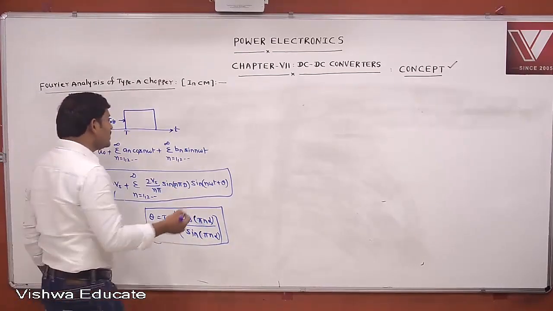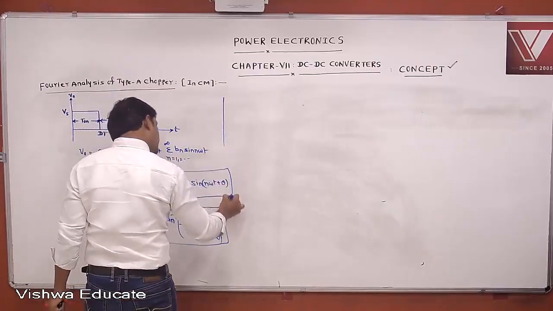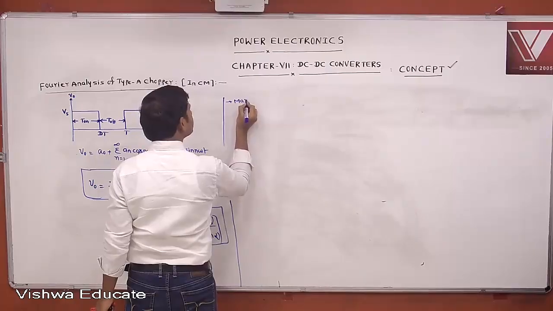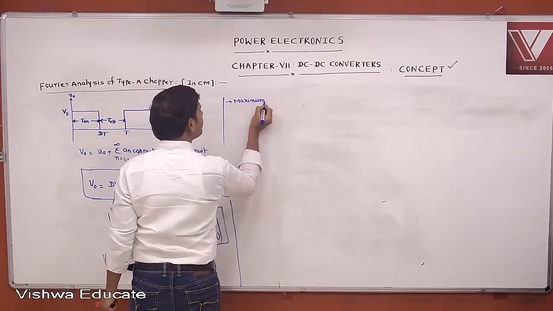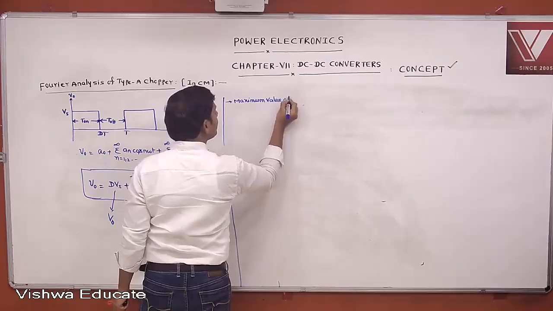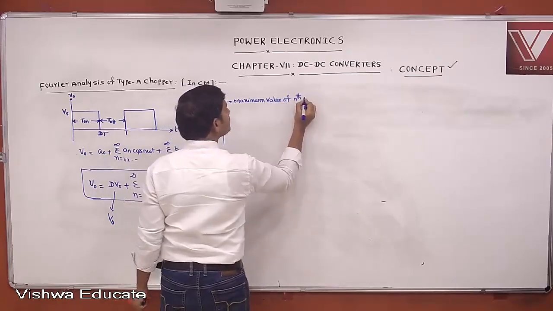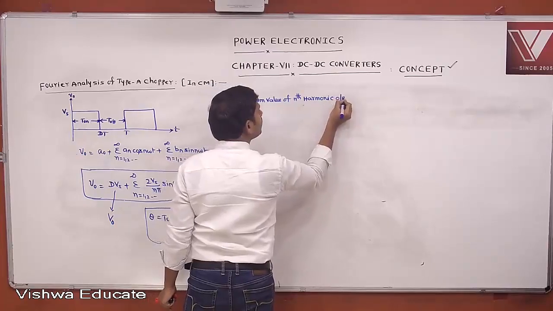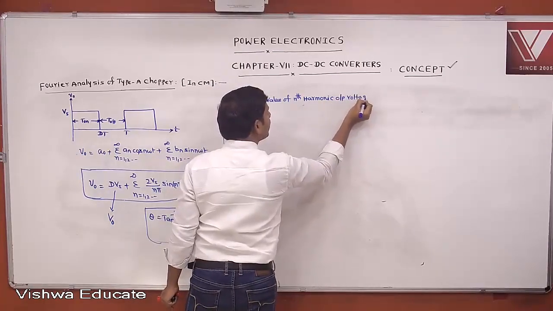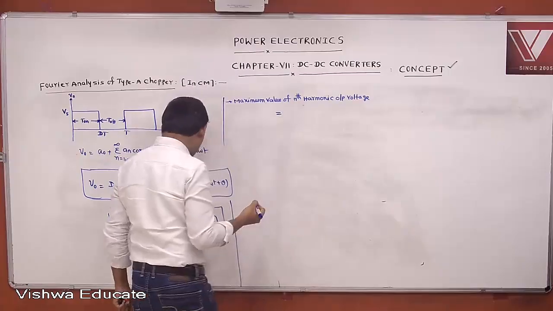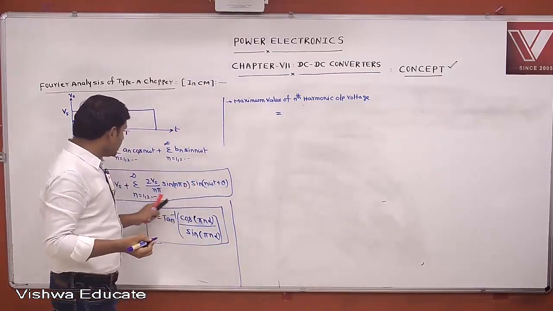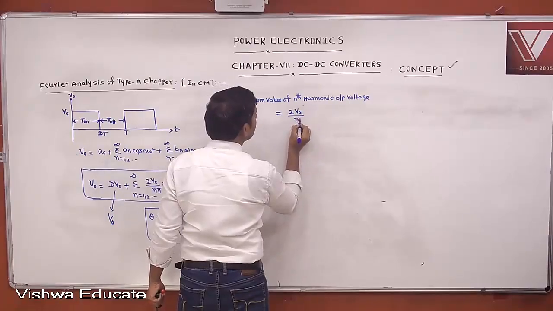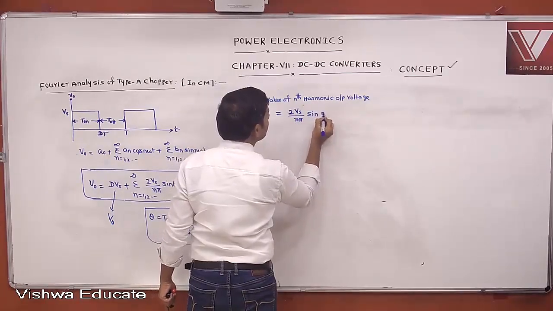Can you tell what is the maximum value of nth harmonic output voltage? Without the function, this term is the maximum value of nth harmonic output voltage. How much do you get? 2 Vs by n pi into sin n pi d.